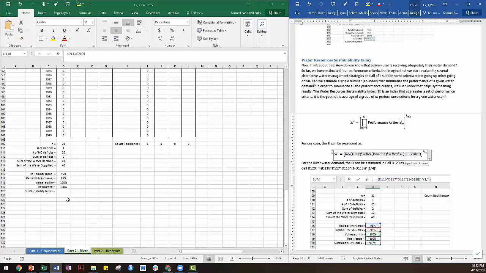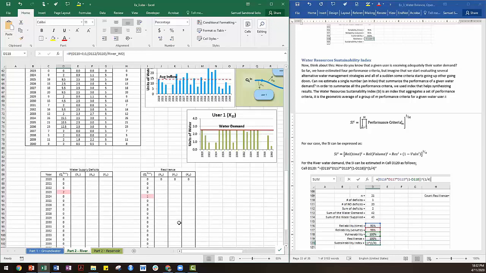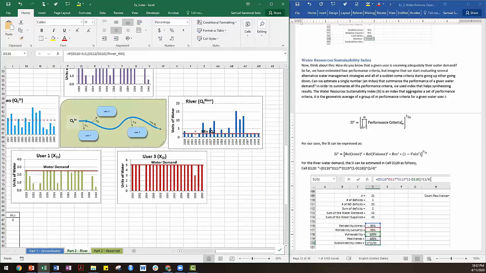That will be 100%. So in this case, for this one, basically it will be what I mentioned, which is the geometric mean, which is these two reliabilities and the resilience multiplied, and then 1 minus the vulnerability to the 4th, and in this case is 0. What that means is that the system is very reliable and very resilient, but so the water supply for the river is very reliable and very resilient, but when it fails by 100%, it really crashes. So that is not sustainable.